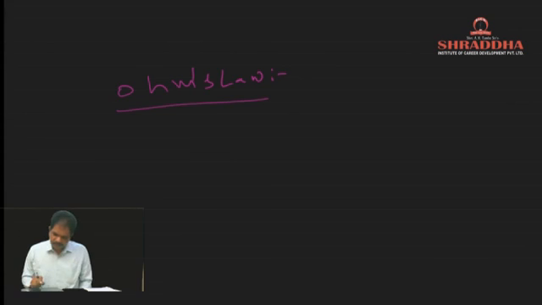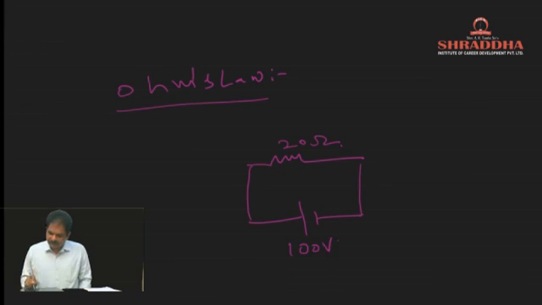If any simple circuit is there, for example, this is a simple circuit. Let us assume the resistance of this is 20 ohms. Here battery voltage is 100 volt. Then what will be the current flowing through the circuit? Ohm's law is V is equal to IR. Then I is equal to V by R. V value will be 100. R value will be 20. By substituting these two values, we will get I value is 5 amperes. So current flowing through the circuit will be 5 amperes.